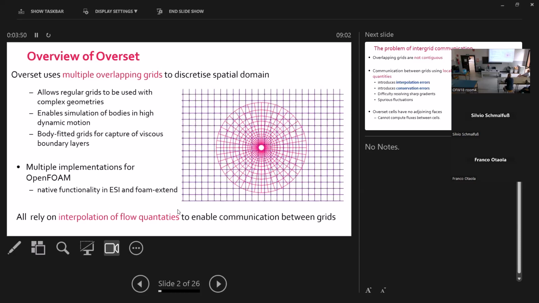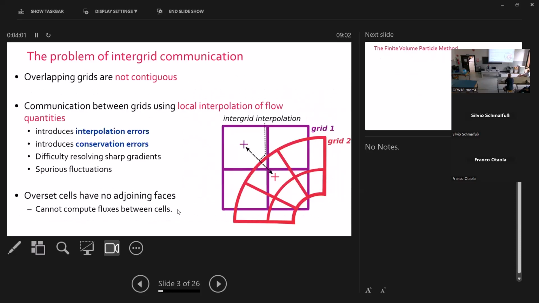But one of the characteristics of overset is it relies on interpolation of flow quantities between the grids to enable communication between the grids. And that's true of all current implementations. This causes us some quite significant problems. It introduces interpolation errors into the solution. It also violates the global conservation of the system, so it introduces conservation errors. There is difficulty in resolving sharp gradients such as shocks and free surfaces. So there are numerous drawbacks to employing the interpolation. But it's something of a necessary evil because we need these two grids to talk to each other.